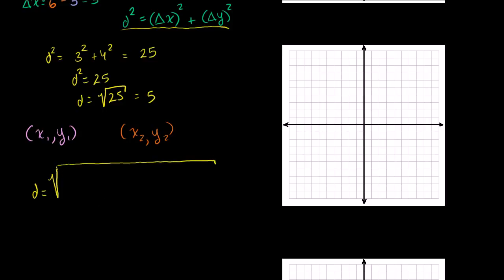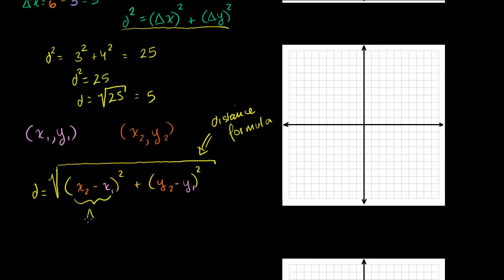You see that the distance is equal to the square root of x2 minus x1 squared plus y2 minus y1 squared. You'll see this written in a lot of textbooks as the distance formula. And it's a complete waste of your time to memorize it because it's really just the Pythagorean theorem.